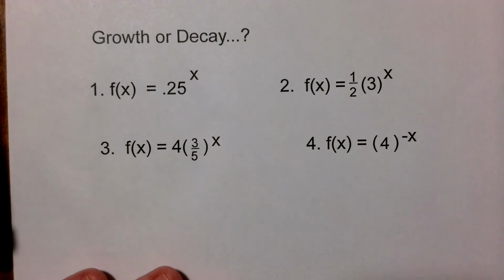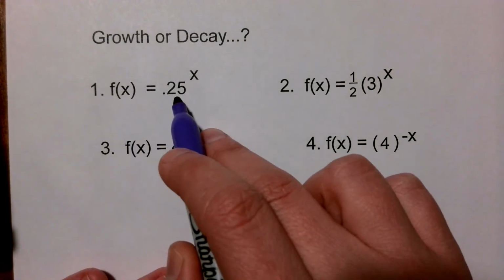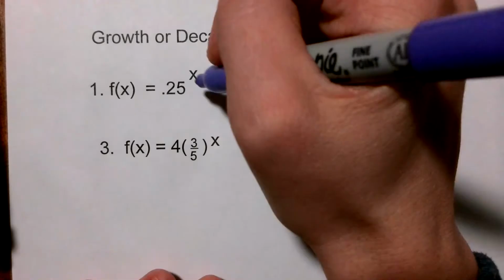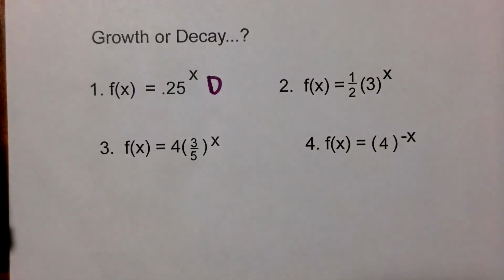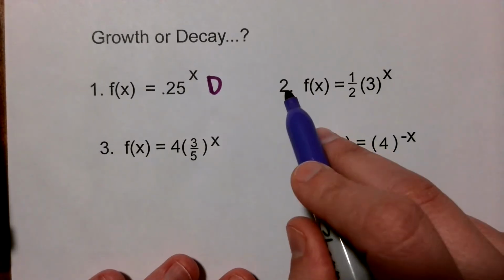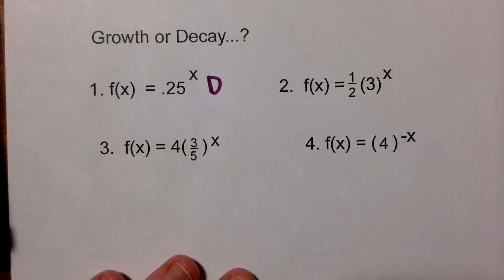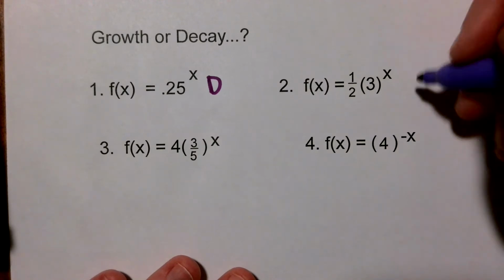Okay, so starting with the first one, I have this 0.25 raised to the x, that's a 1/4. It's in between 0 and 1, so that is definitely decay. As I raise it to higher powers, that's just going to get smaller. For number 2, I'm looking at the base that's being raised to a power, so in this case my base is 3. It's going to triple every time, so this would be growth.